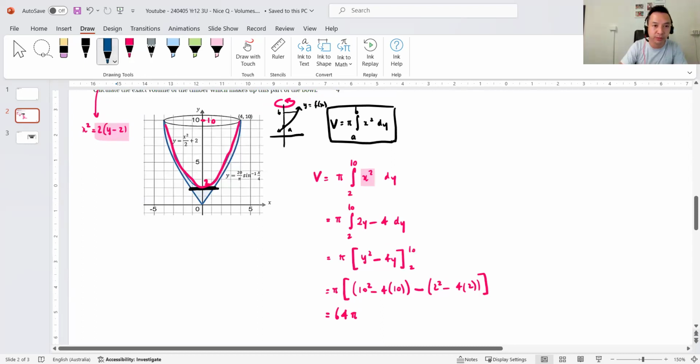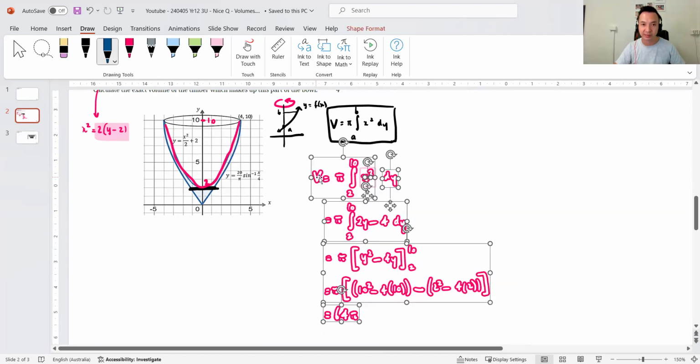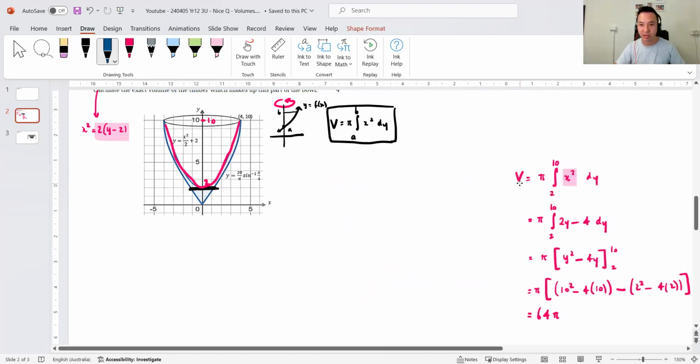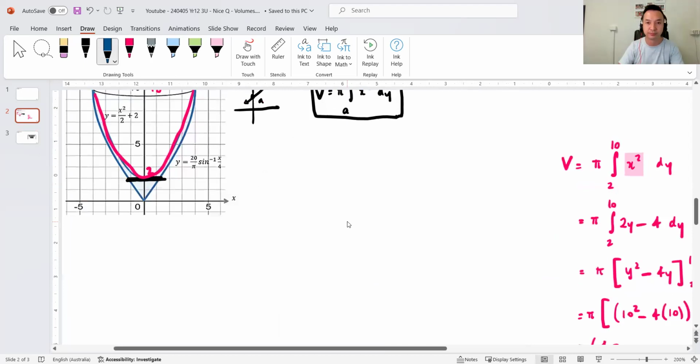Now, the blue one on the outside, I need to then go, so if the pink is the thing that I'm inside, that's going to be the thing I'm going to minus. I'll park that to the side now. For the blue, once again, pi, the limit now is from 0 to 10 of x squared dy. Now this one here, this is the formula here, right? So I've got to basically make x the subject here.